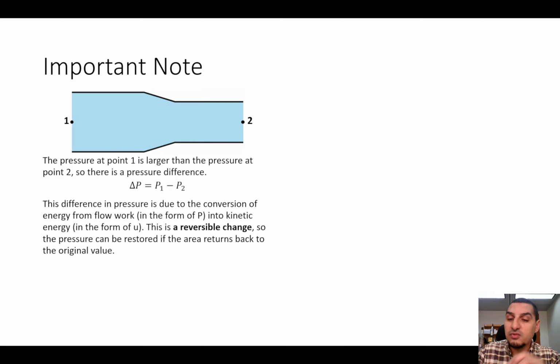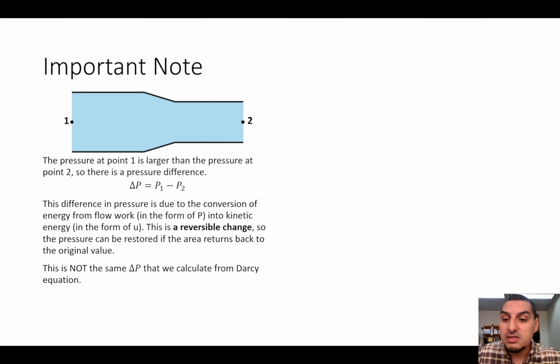So this is not energy lost. It's just transformed from one form to another, which means that if this pipe is connected to another pipe with the same diameter D1, we will go back to the original state. So the velocity will decrease and the pressure will increase. So this is what causes the energy change. It's just energy transforming from one shape to another. So this is not energy losses. This is energy transformation from one form to another.